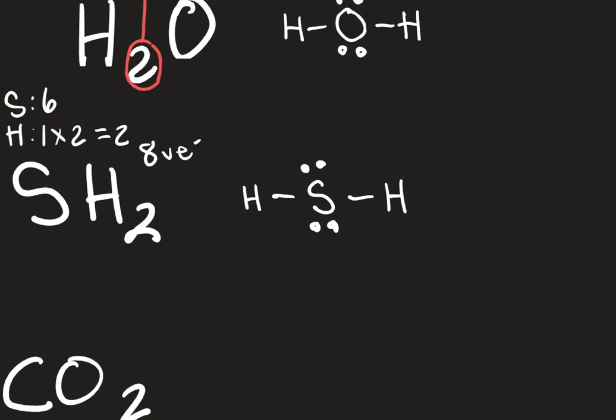Okay, so then I have to count. 1, 2, 3, 4, 5, 6, 7, 8. All my atoms have full octets. They're nice and happy, and I have used the total number of valence electrons that are in my structure. So this is my structure for SH2. It looks almost the same as my structure for H2O.